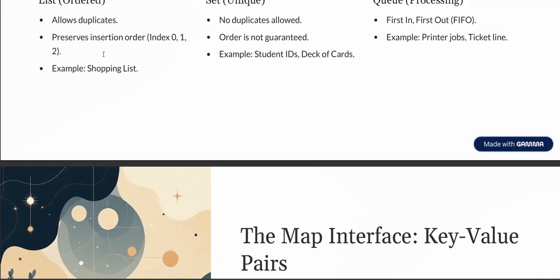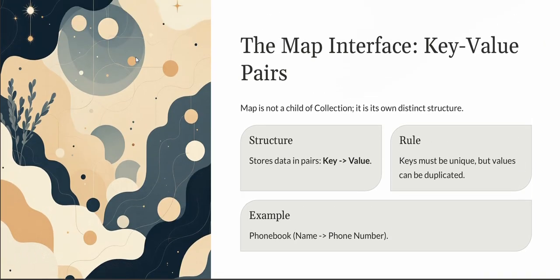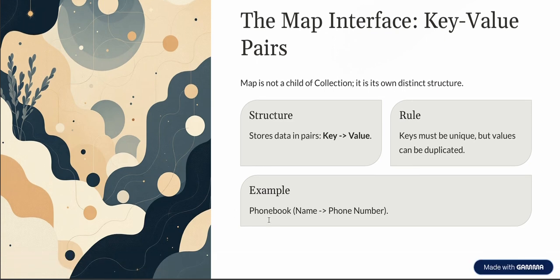Important rules in the map interface. We already said about the key and value pair. Map is not a child of collection. It is its own distinct structure, which means it stores data in pairs, key and value. Rule: keys must be unique, but values can be duplicated. For example, a phone book stores a name assigned to a phone number.